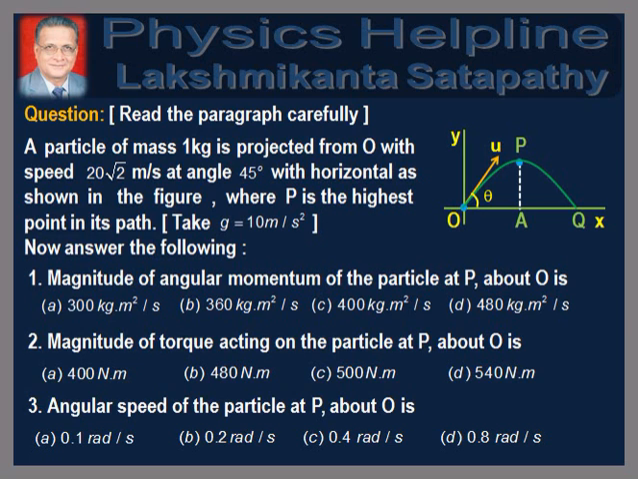Question 3. The angular speed of the particle at P about O is, the options are 0.1 radian per second, 0.2 radian per second, 0.4 radian per second, and 0.8 radian per second. We will solve the problems using vector method. But before that, let us recall the related concepts.